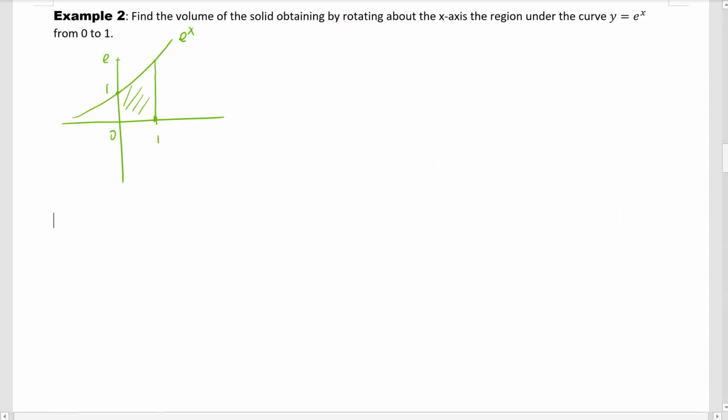Okay. So we want to use this region, and we want to rotate about the x-axis. So this is the x-axis. What happens if we want to rotate about the x-axis? Well, you're gonna get a solid, right?